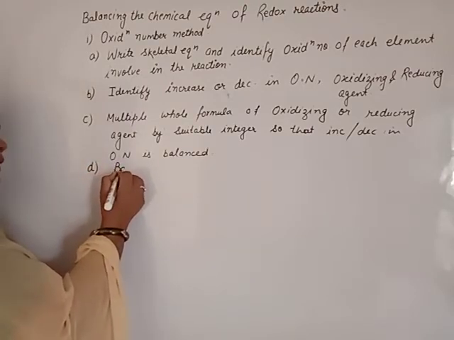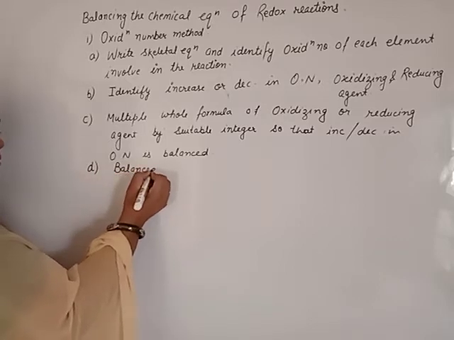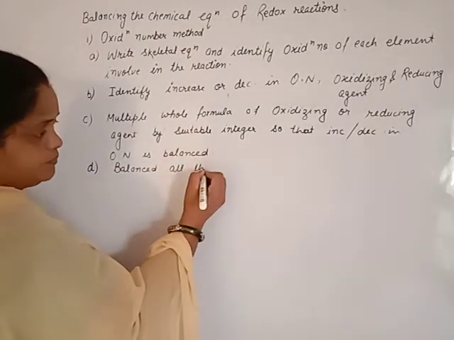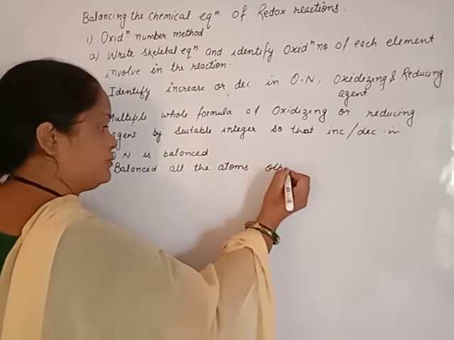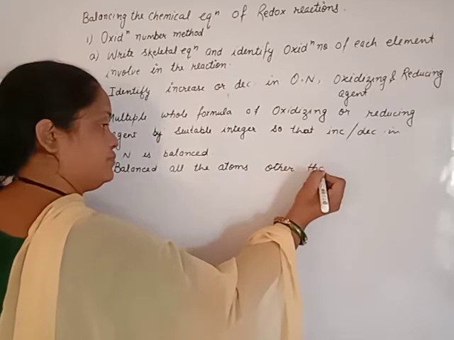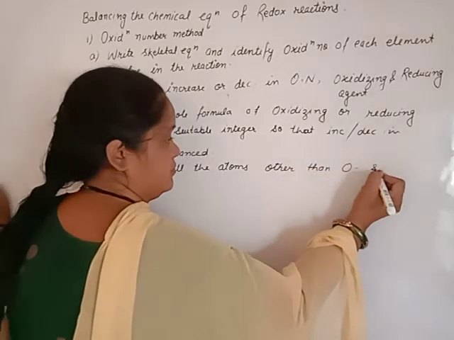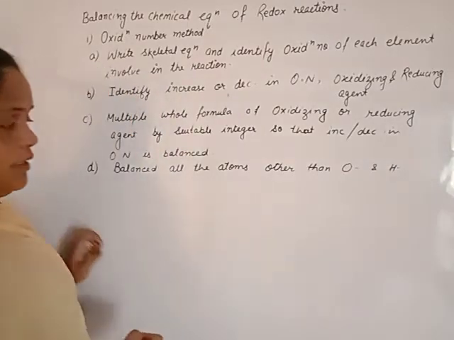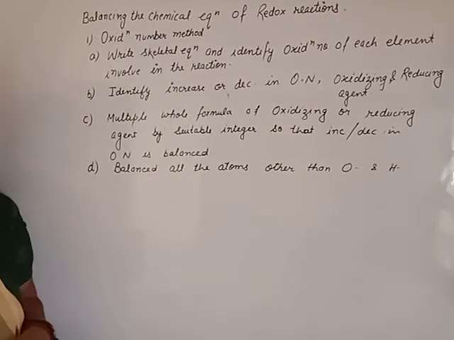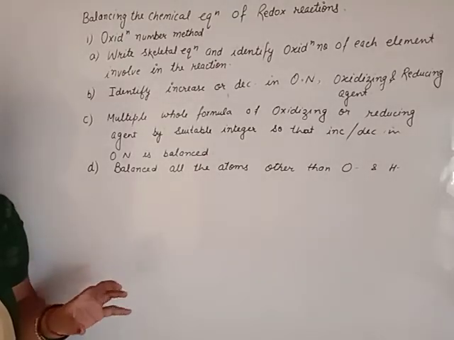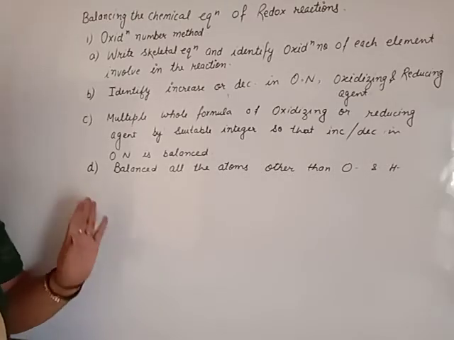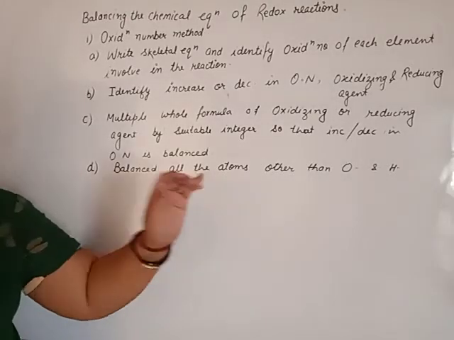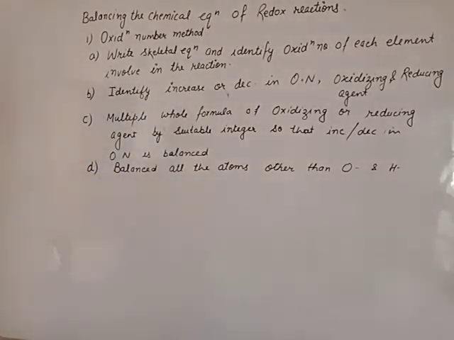Now balance all the atoms other than oxygen and hydrogen. Balance all the other atoms other than oxygen and hydrogen. But don't balance the oxygen atom or hydrogen atom. Besides these two, all atoms will be satisfied on left hand side as well as on right hand side. But not oxygen and hydrogen.